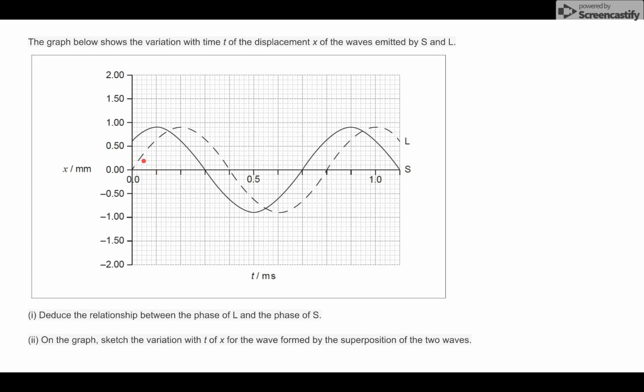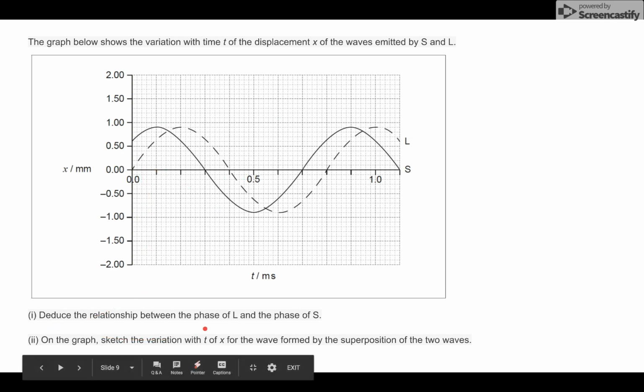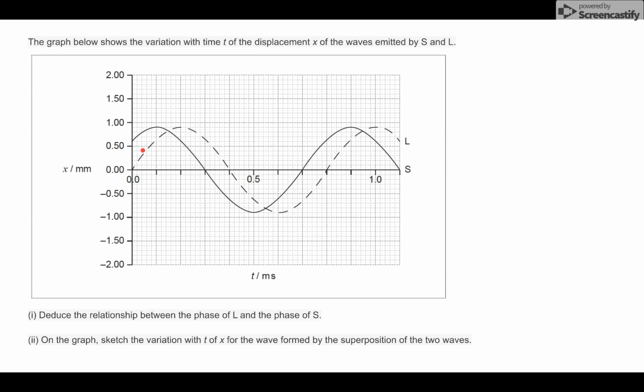So now, the question is, deduce the relationship between the phase of S and the phase of L. So they're asking you for the phase difference. Right, so you guys already watched the prior video. Now, in order to answer this question, again, we're going to try to compare this to a unit circle. So if you look at this wave, this is wave S. We're going to freeze time at this moment. At this time, wave S has attained 90 degrees, but wave L is yet to attain 90 degrees, which it does later on.